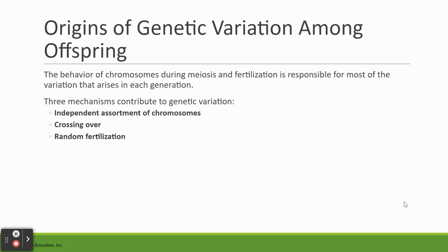There are other ways that we can get genetic variation among offspring. The behavior of chromosomes during meiosis and fertilization is actually responsible for most of the variation, but there are 3 mechanisms that are correlated: independent assortment of chromosomes, crossing over, and random fertilization. These 3 also contribute to randomness and genetic variability.